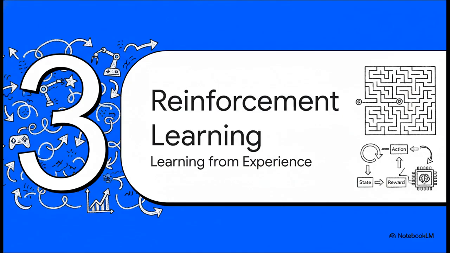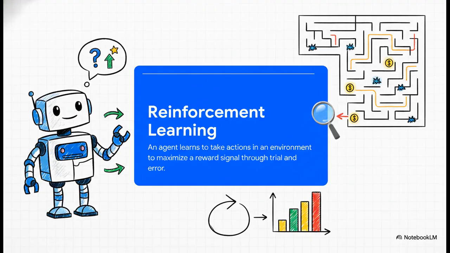Okay, time for our third and final style. And this one is a whole different beast. It's called reinforcement learning. We're not even dealing with a static data set anymore. This is all about learning by doing. Here's the setup. You have an agent, that's our AI, and you drop it into an environment, which could be a video game, a simulation, or even the real world.